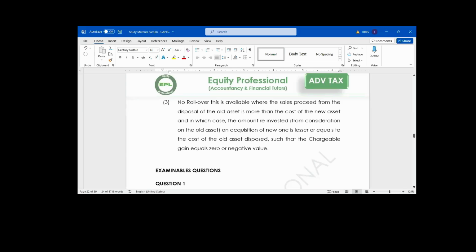My old land and building, I sell for 30 million. Initially, I bought it for 5 million. When I now want to buy another land and building, I buy another one for 20 million. What type of rollover is that?